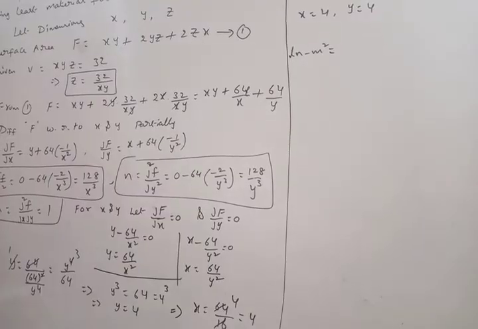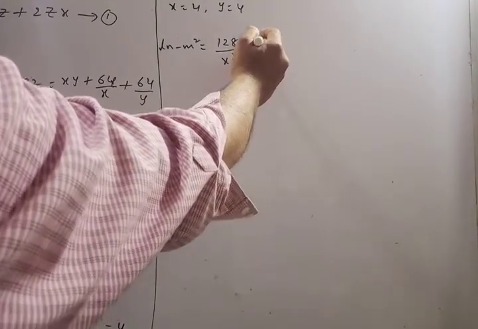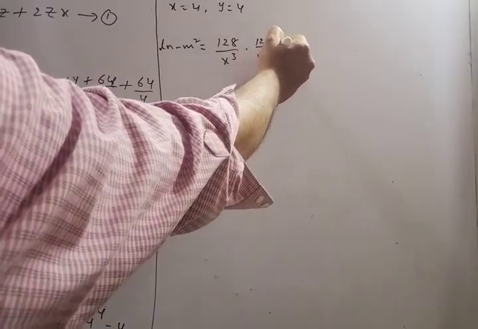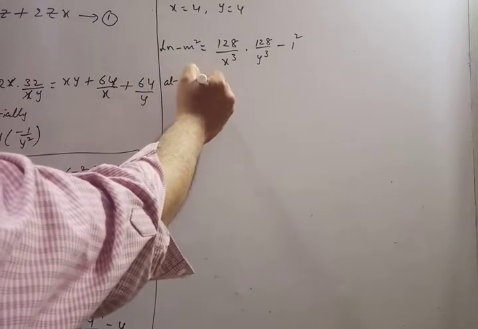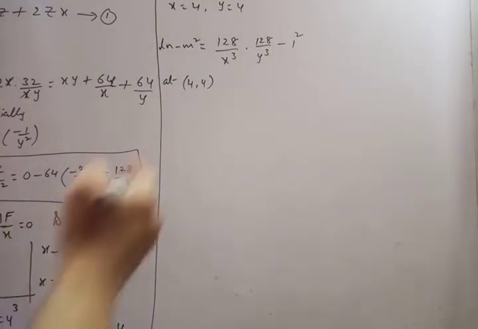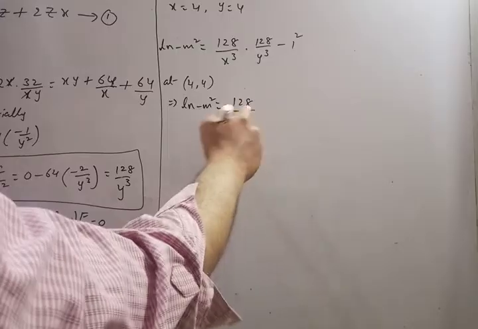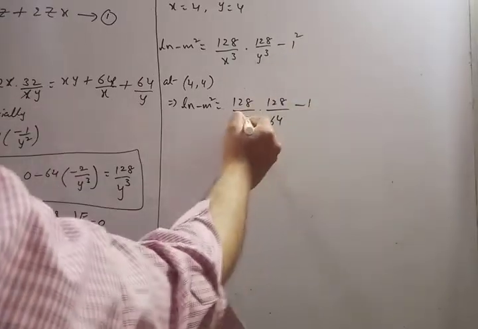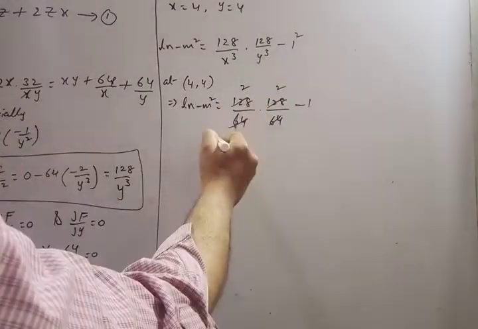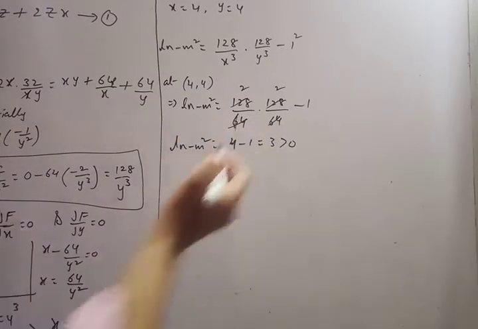So therefore substitute here: LN minus M square is 128 by x cube into 128 by y cube minus M square, where M is 1 square. We have to find it at x comma y, at 4 comma 4. If I substitute 4 comma 4, LN minus M square is equal to 128 by 4 cube, which is 64, into 128 by 4 cube, which is 64. 64 ones are 64, 64 twos are 128, so 2 into 2 is 4, minus 1, 3 is greater than 0. So LN minus M square I got greater than 0.